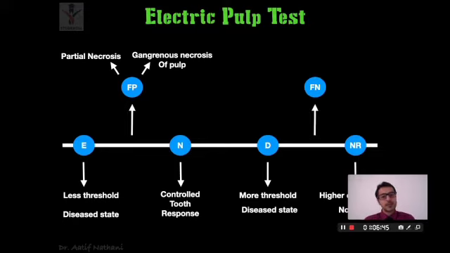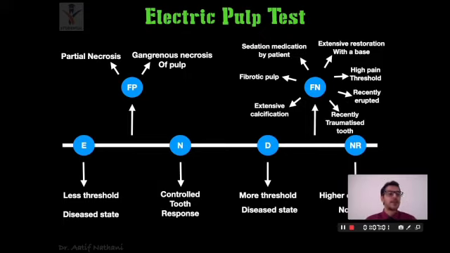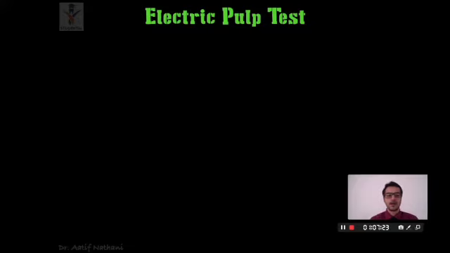Next is the false negative response. The false negative response might be due to extensive calcification, fibrotic pulp, sedation, medication being taken by the patient, extensive restorations with a base, high pain threshold, a recently erupted tooth, and a recently traumatized tooth. In such cases, the EPT will tell you that the pulp is dead, but the pulp is not dead and is still responding; because of all these factors there is a false negative response. That is why you need to repeat the test 2 to 3 times at least. Let's move ahead.